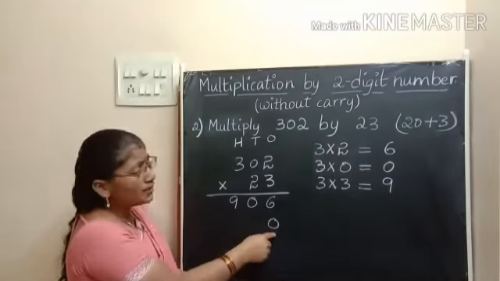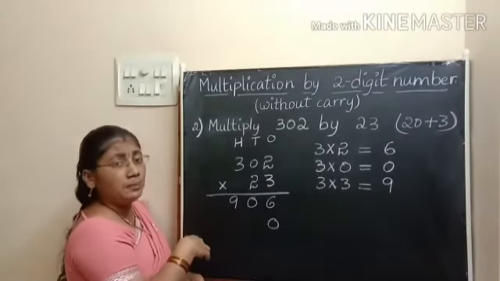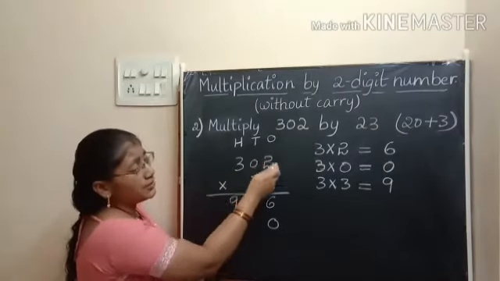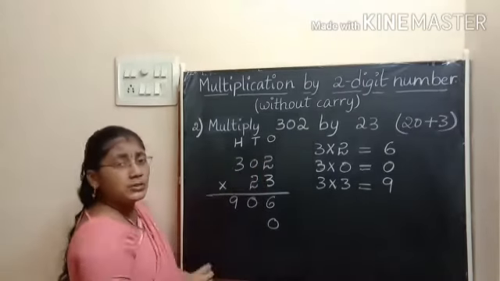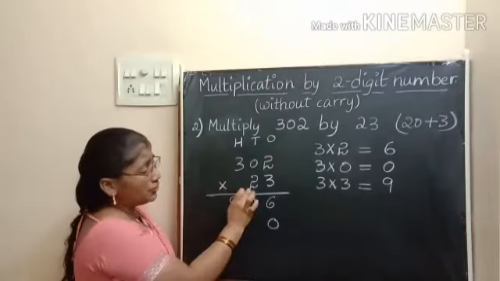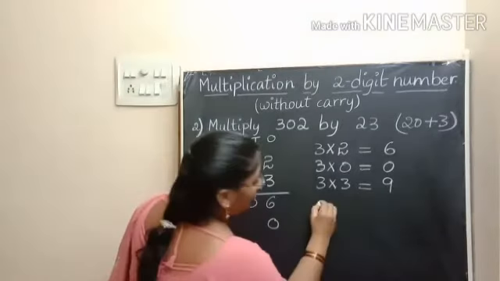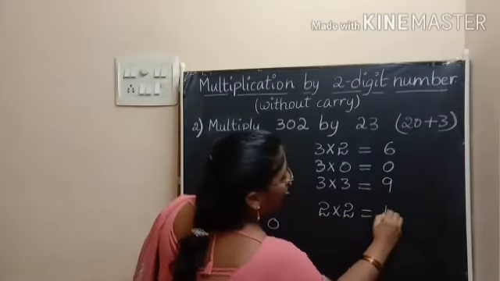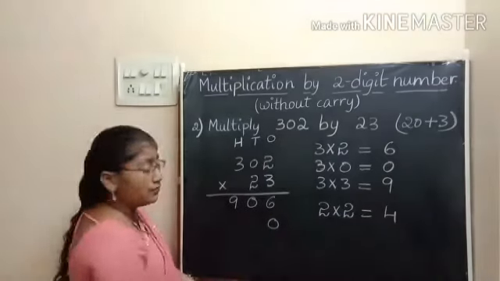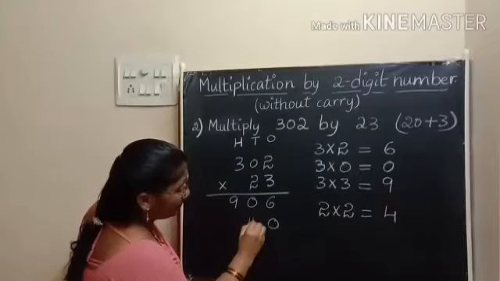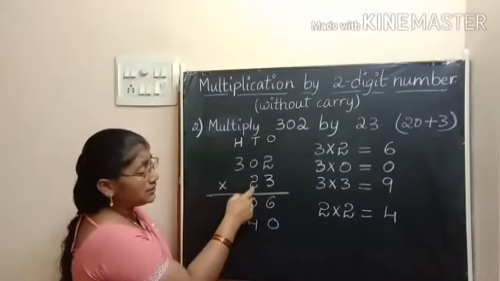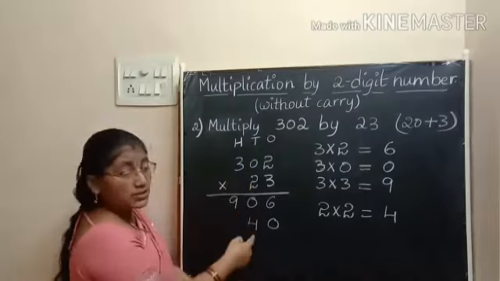Then we can take normal multiplication. First we start from the digit in the ones place as usual. So we take 2 into 2. 2 2s are 4. We write 4 right here, because we are multiplying with the tens digit, so we write in the tens column.